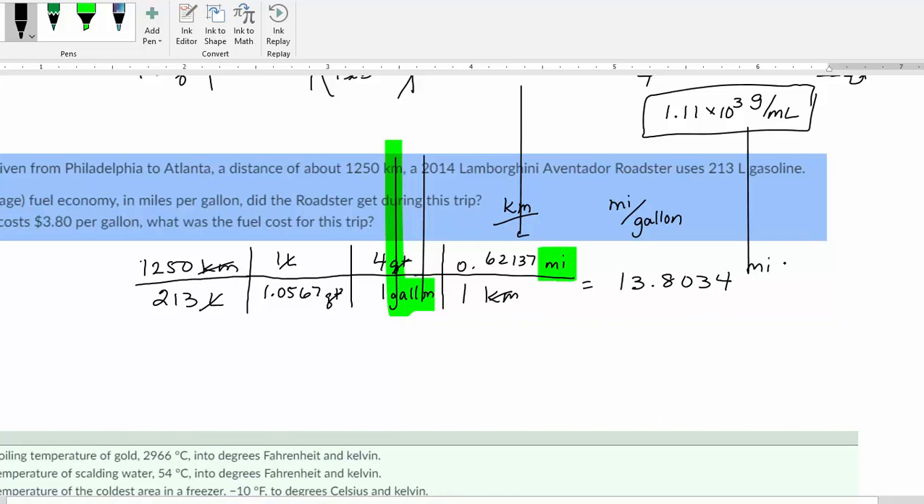Now we need to look at our measured quantities. So we have 3 significant digits in our distance. We have 3 significant digits in our volume of gasoline. So we can only report 3 significant digits. We look next door and it is less than 5, so 13.8 miles per gallon is what we would report.